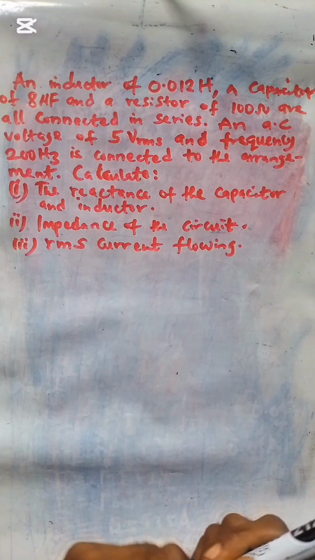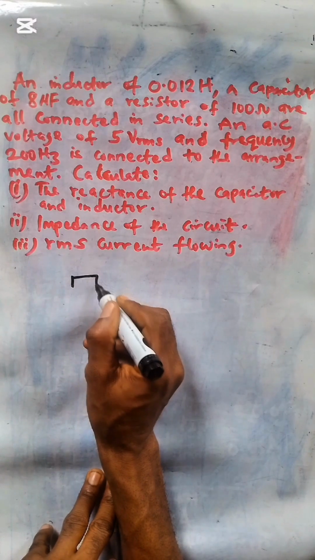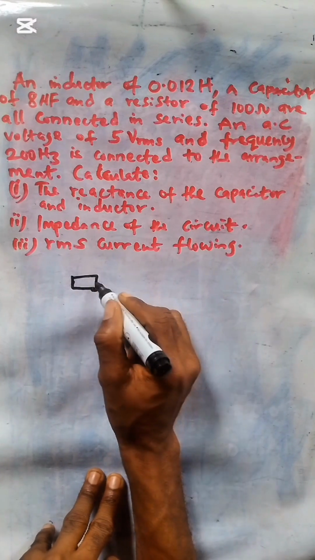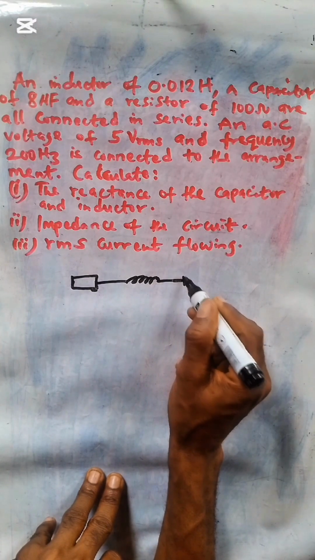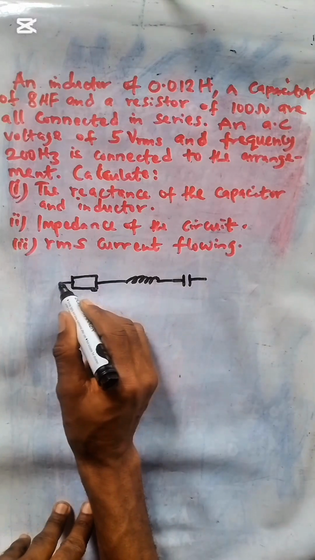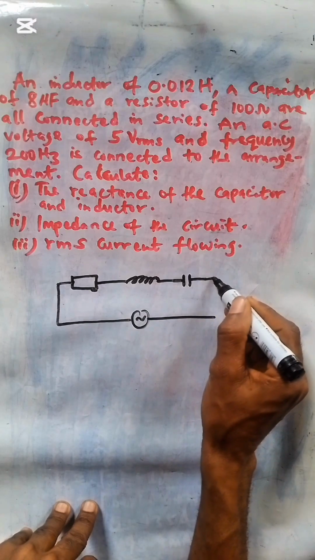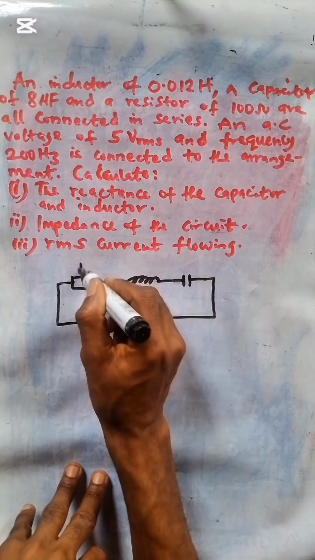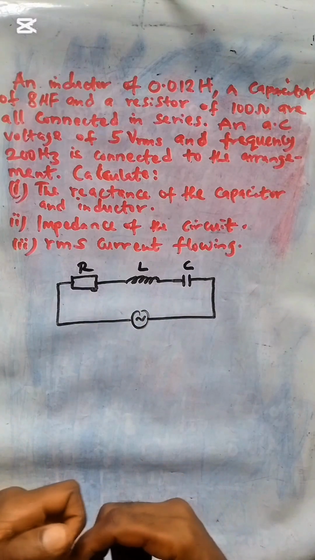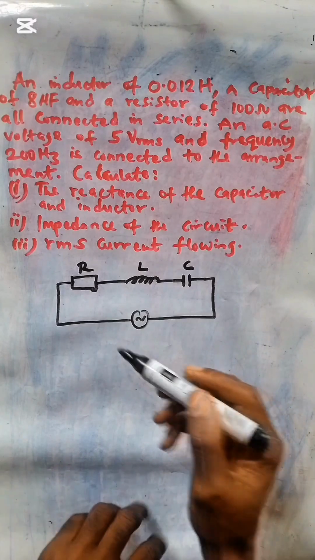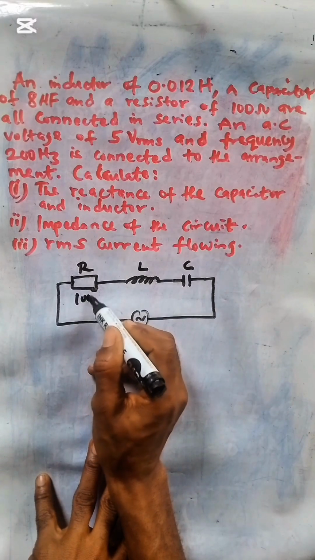Now let's draw the circuit diagram for this question. We have a resistor, our inductor, then our capacitor, all connected in series to our AC source. So this is an RLC circuit. The resistance in the circuit is given to us to be 100 ohms.